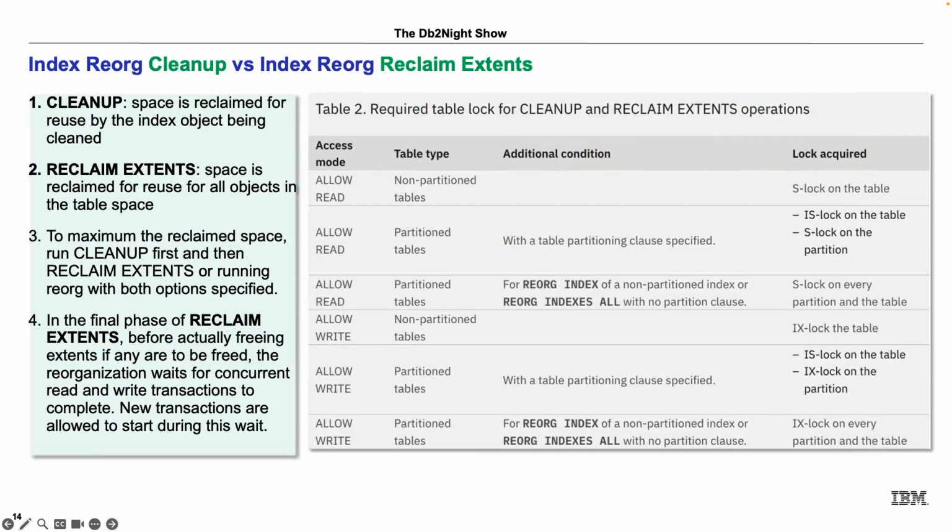Both of them allow read and write access, depending on how you run them. And keep in mind that reclaim extents, before releasing the free space, has to wait for the concurrent transactions to complete. All right, so the takeaway is use cleanup for local compaction and reclaim extents to give the space back to the table space so other tables can use it.